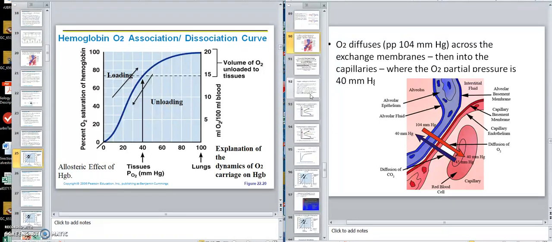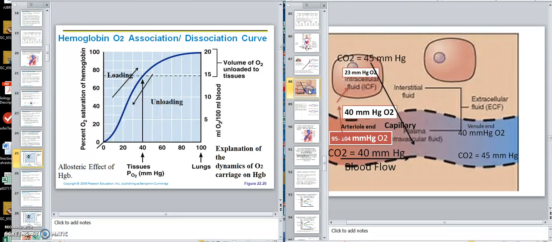Let's see if I can find something here. So here we are. Here would be the capillary. This is the arterial end of the capillary here, and here's the venule end. All right, so we're unloading down in the tissues. Now, to start with, in the capillary, these will be tissue cells. We had, let's say, a 95 to 104 partial pressure of O2.